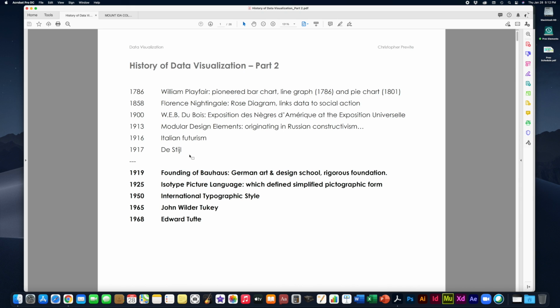Now we're moving into 1919, which is really just a couple of years later from where we left off. And we're going to talk about these areas: the founding of the Bauhaus, which is both a school and an artistic movement and speaks to a specific person, which we'll look at, the isotype picture language, the international typographic style, and then 2 specific people who you can really call the founders of data visualization: John Wilder Tukey and Edward Tufte. All right, let's get rolling.